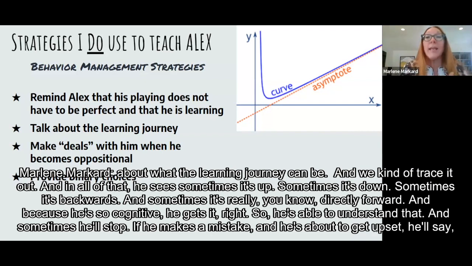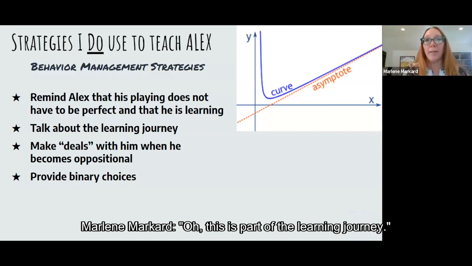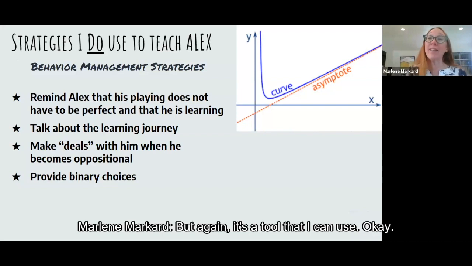If he makes a mistake and he's about to get upset, he'll say, oh, this is part of the learning journey. Some days that works for him. Some days it will not work for him. He doesn't care about the learning journey. He only cares that he got it wrong. But again, it's a tool that I can use.